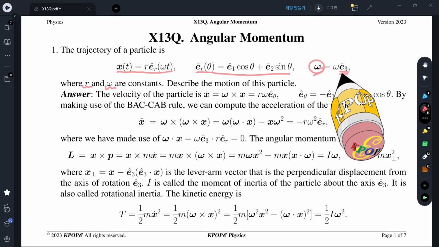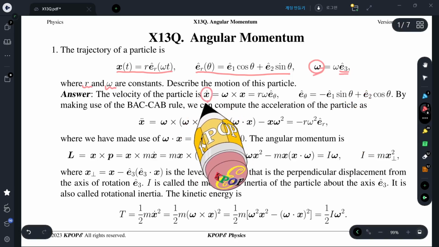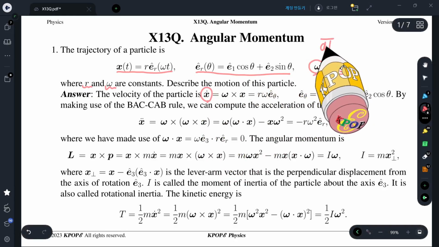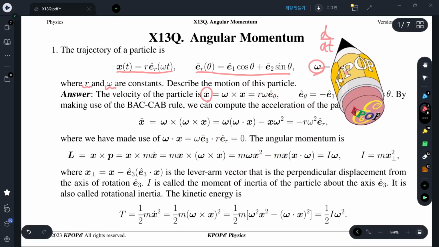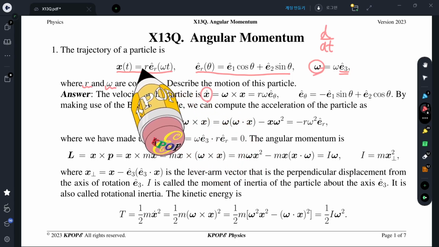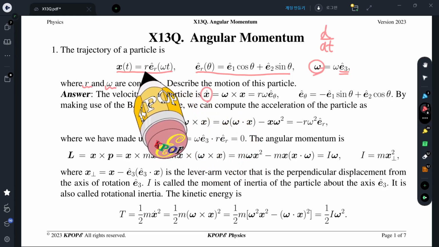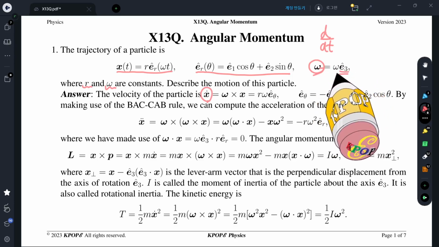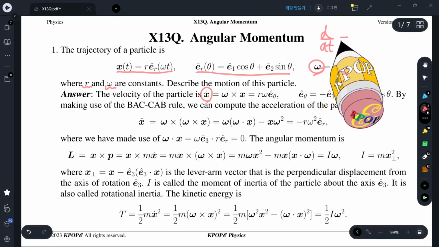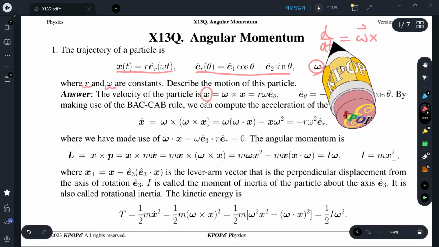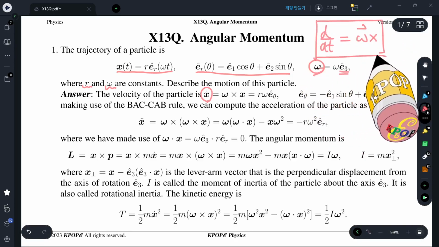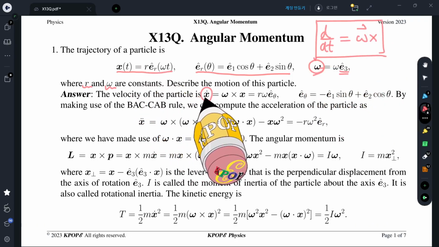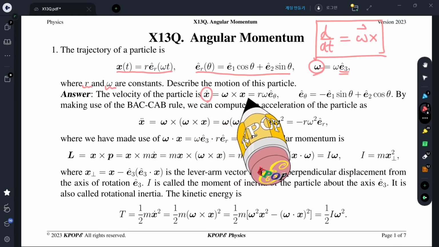The velocity of a particle is actually any time derivative regarding the motion that is making a uniform circular motion about a fixed axis with constant angular velocity is nothing but omega cross. This is very, very important. Therefore, for uniform circular motion, velocity is omega cross x.